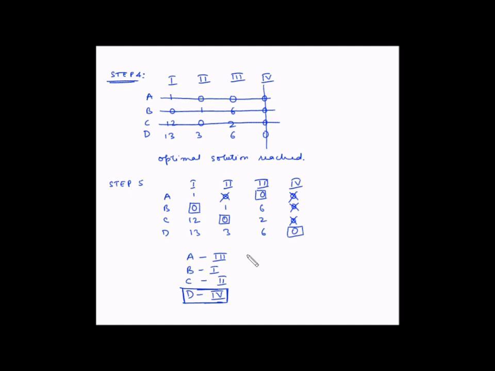You can then reach out to the main matrix and find out the actual hours. So A to 3 is 11, B to 1 is 8, C to 2 is 12. So your total is 31 hours. So this is the final solution.